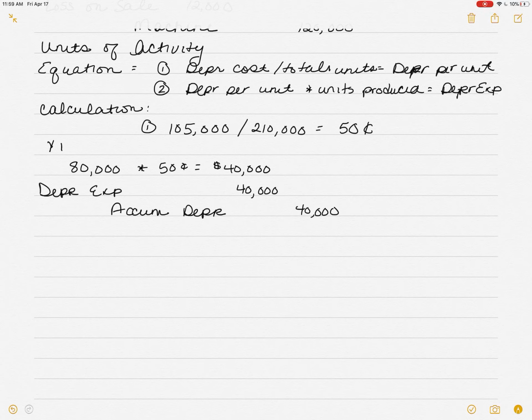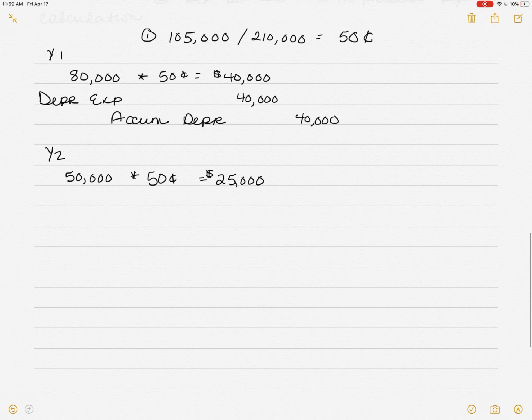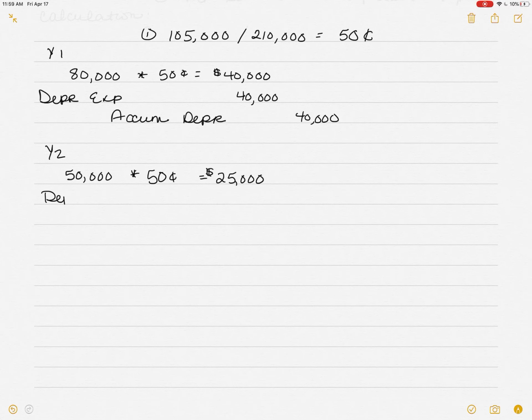But notice in year 2, I've actually produced 50,000 units. I'm going to times that by my 50 cents per unit, which gives me $25,000 of depreciation expense. I'm going to record that journal entry. Debit depreciation expense, credit accumulated depreciation for $25,000.